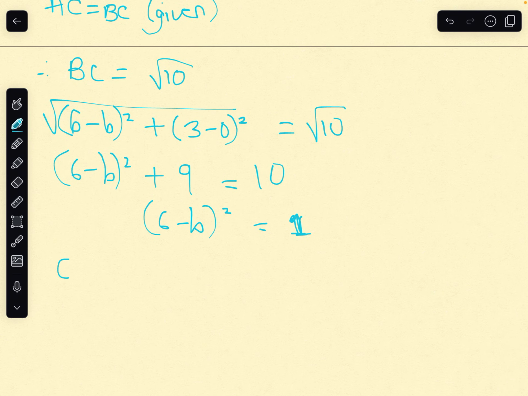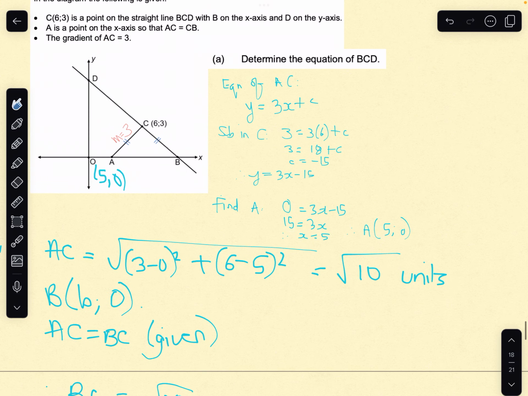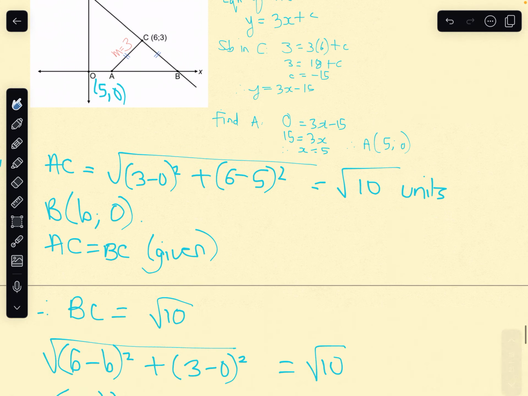So that could mean that 6 minus b is positive 1, since 1 times 1 is 1, or 6 minus b is negative 1, since negative 1 times negative 1 is also 1. So in this case, b is equal to 5, and in this case, b is equal to 7. But we already have the b is equal to 5 solution. That's A, so that's the one point on the x-axis that is root 10 units away from C. The other one is 7, 0.